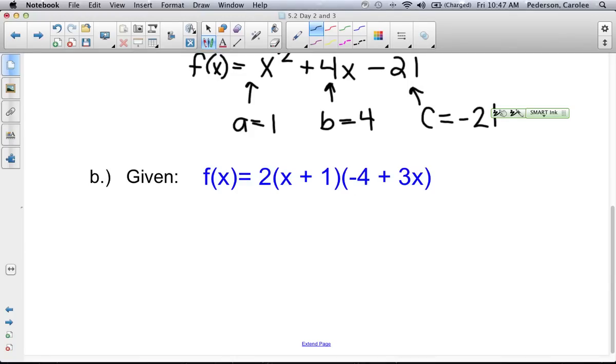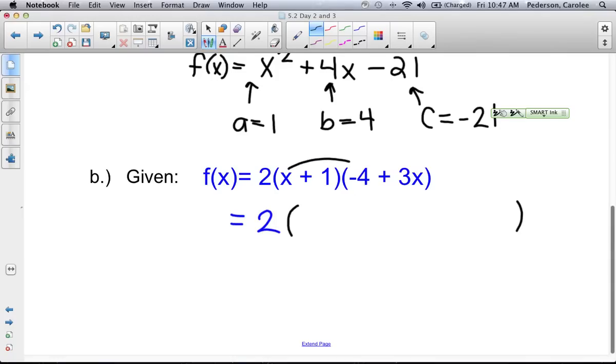Let's do the second example. You do not need to write this example down. We'll just work on it together. So we have a function, but now there's a 2 in front of it. So we're going to wait on distributing that 2 through. We're going to just go ahead and FOIL the 2 parentheses first, and then distribute the 2. So here's my 2, and now I'm going to FOIL.